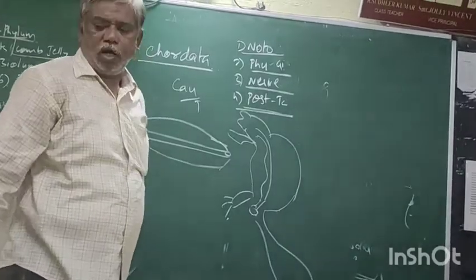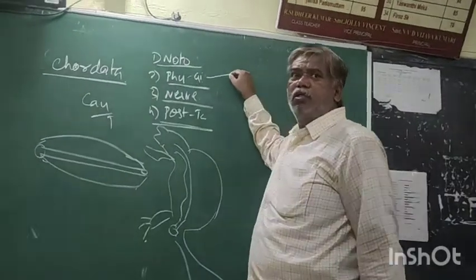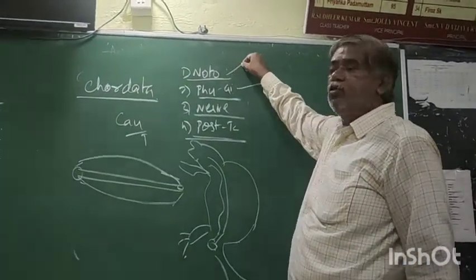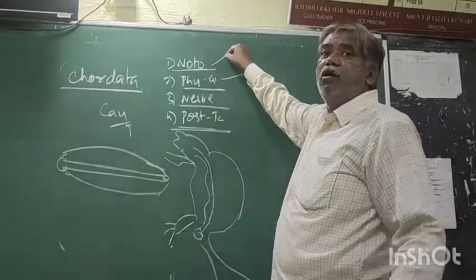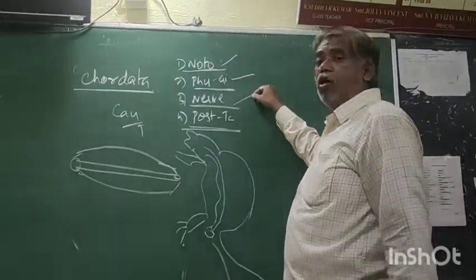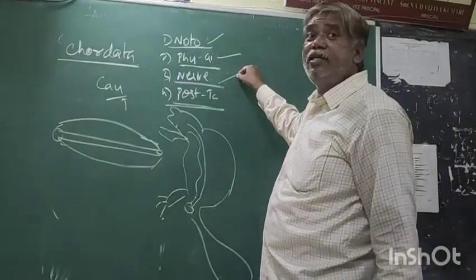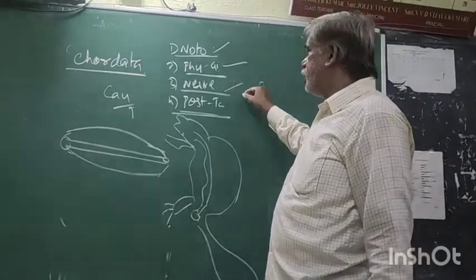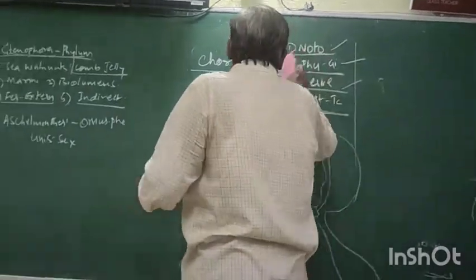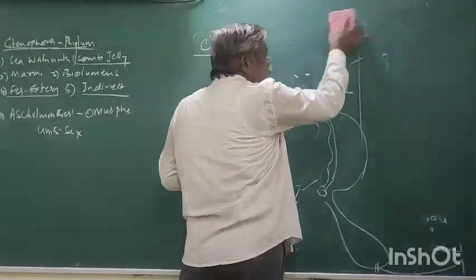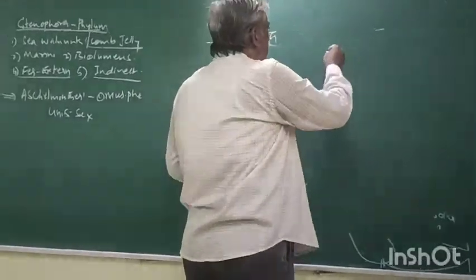Now, once again: pharyngeal gill slits help in respiration. Notochord supports the body; its origin is mesoderm, and the nature is solid. Nerve cord is single, dorsal, hollow. Now, post-anal tail. These are the important features. Chordata is classified into 3 subphyla.